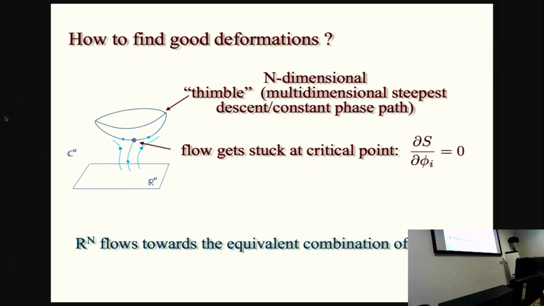So what happens with this flow is the following. As you take the real plane and you evolve it according to this blue, that's the flow, it's going to get stuck on critical points, namely points where the gradient is zero. Now, along those points, since this is a holomorphic function, there's going to be n directions such that the action grows and n directions where the action decreases.